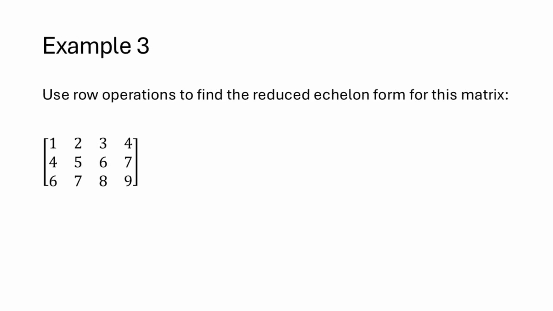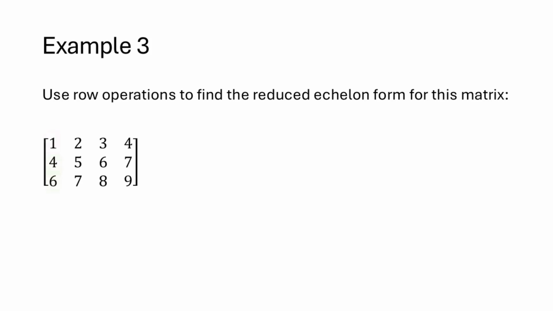Let's do one more example here, using row operations to find the reduced echelon form for this matrix. Remember that even though there can be multiple echelon forms row equivalent to our original matrix, there is only going to be one reduced echelon form for any given matrix. This is nice because it means that we can compare our answers to see that we've all created the same reduced echelon form for a given matrix.